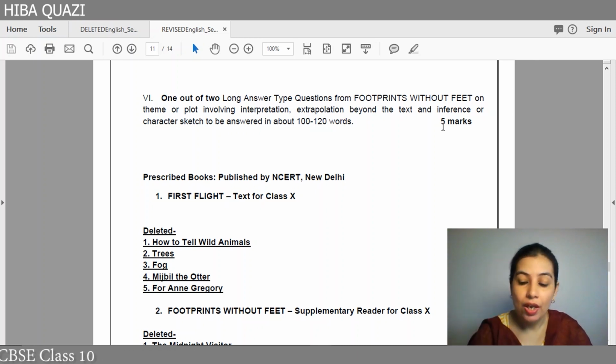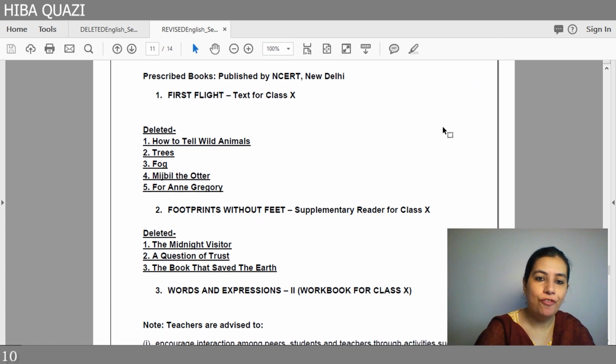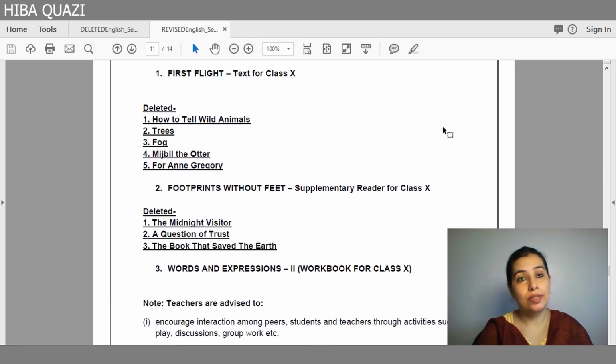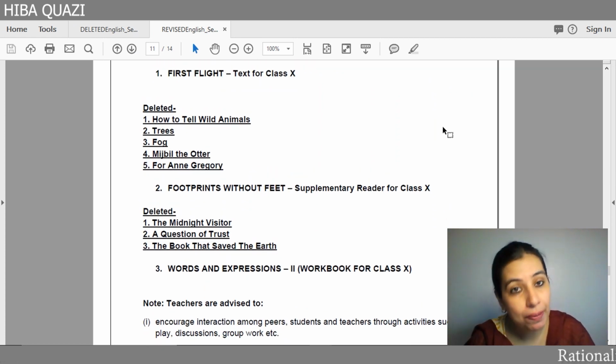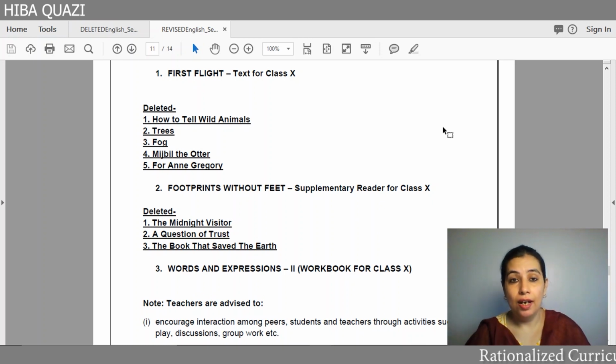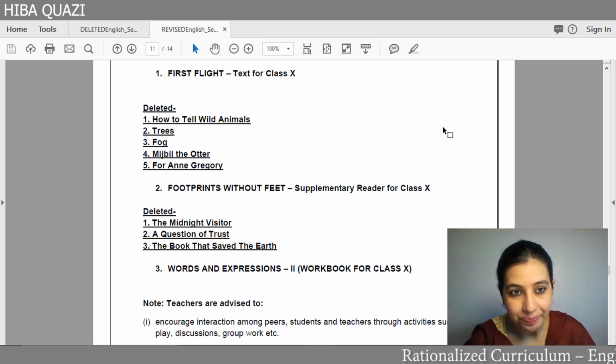Now, the prescribed textbooks, as we all know, First Flight, the text for class 10th, and Footprints Without Feet, the supplementary reader for class 10. This is English language and literature.